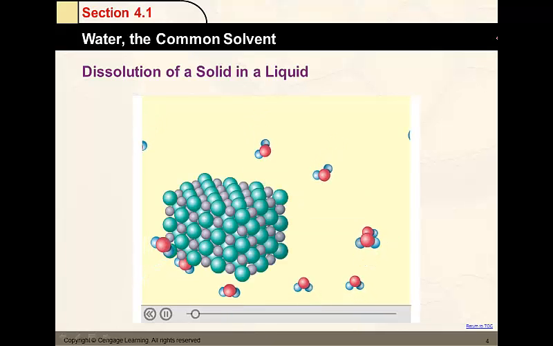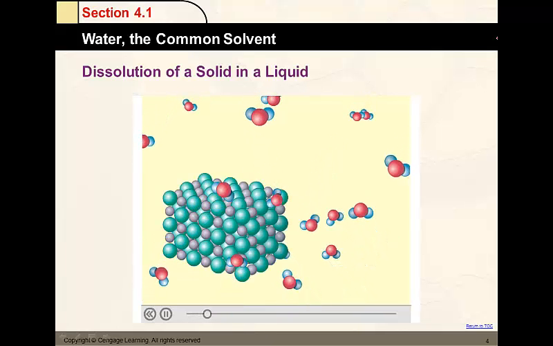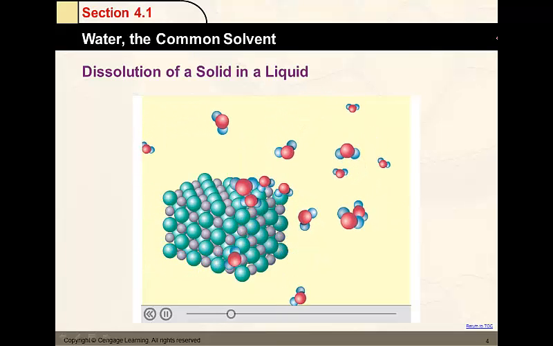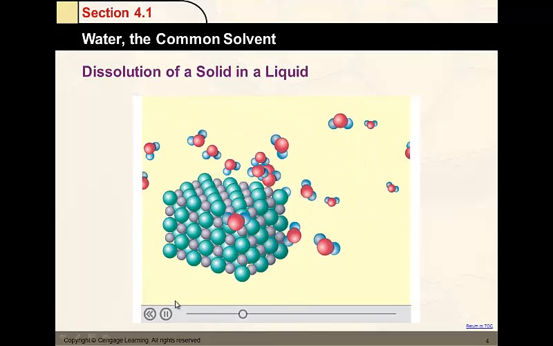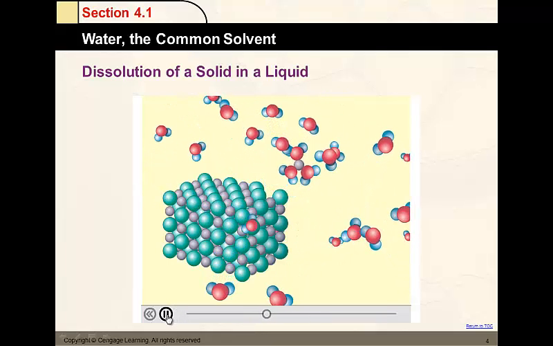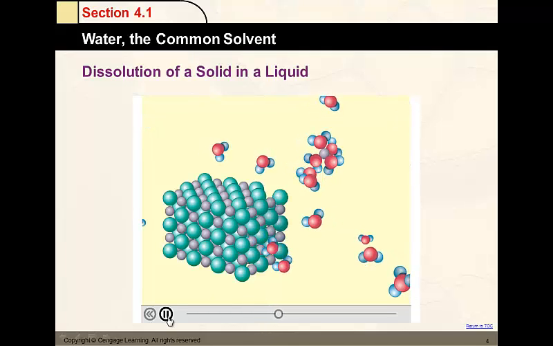An ionic solid dissolves in water because of its polar nature. Notice how water molecules become attached to the ions of a sodium chloride crystal in the process called hydration. Positively charged sodium ions attract the partial negative charge of the oxygen in water. A similar attraction occurs between negative.